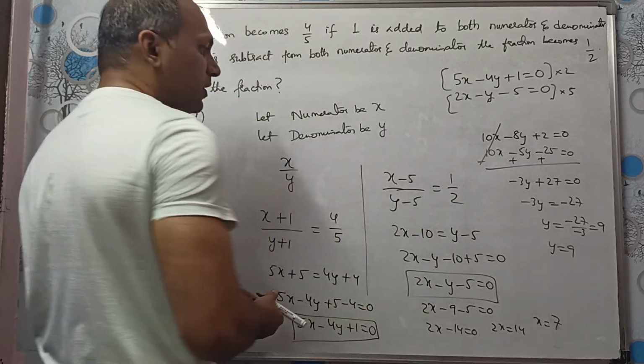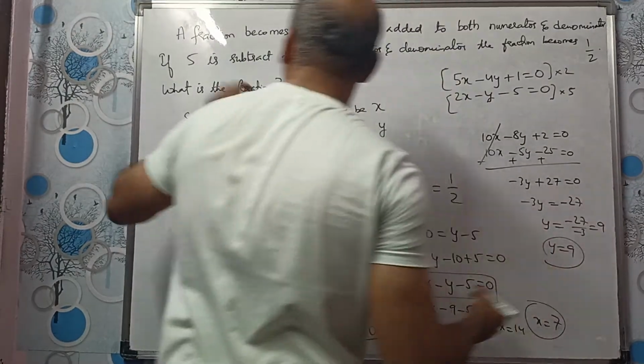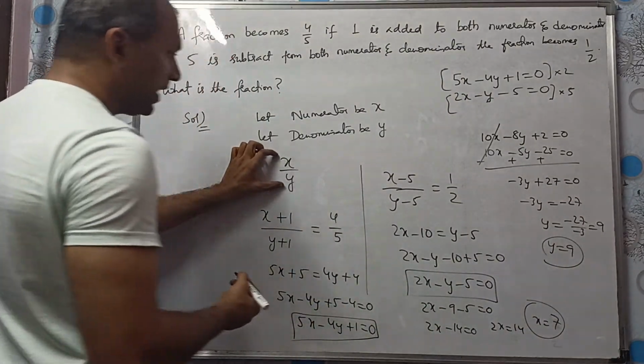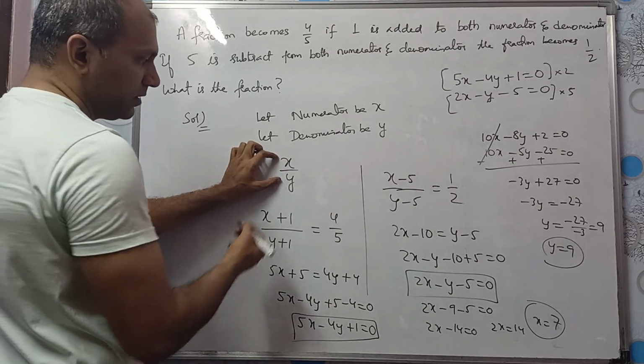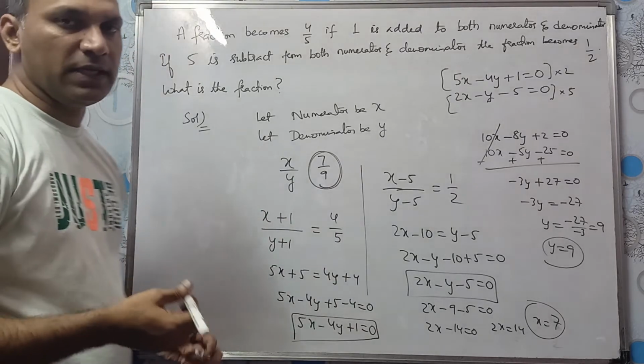So what is the solution now? 7 and 9. Okay. So we needed to find the fraction, right? So what was the fraction? X by y, which means it is 7 by 9. 7 by 9 is the answer.